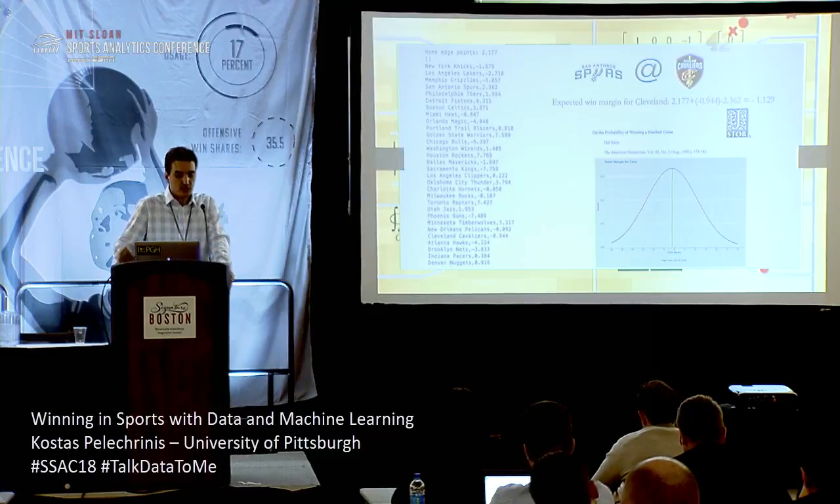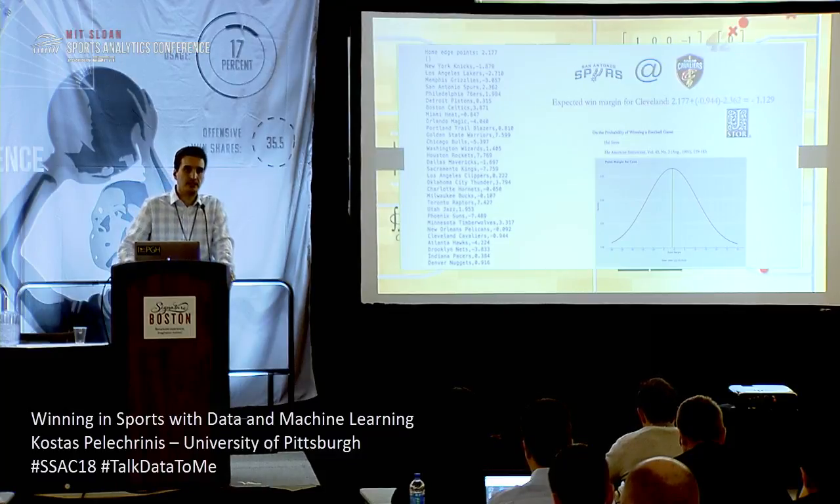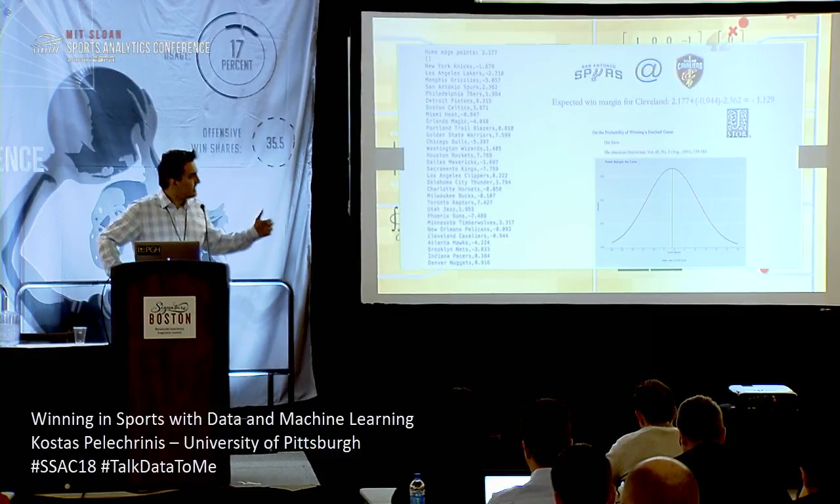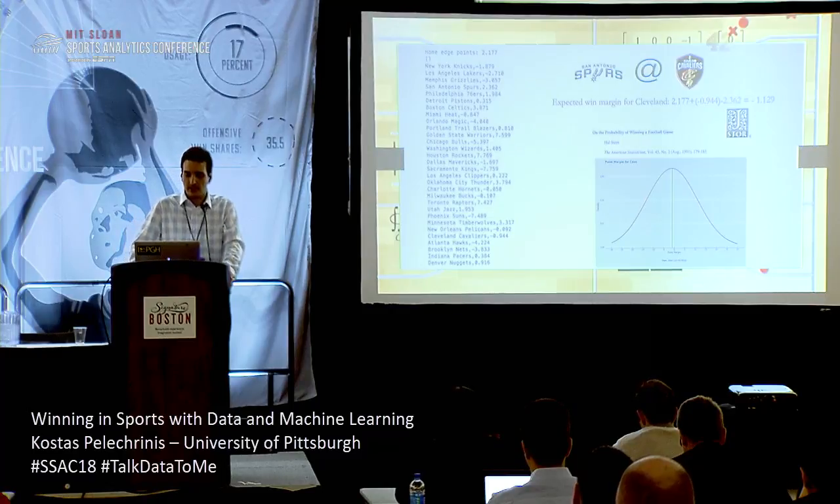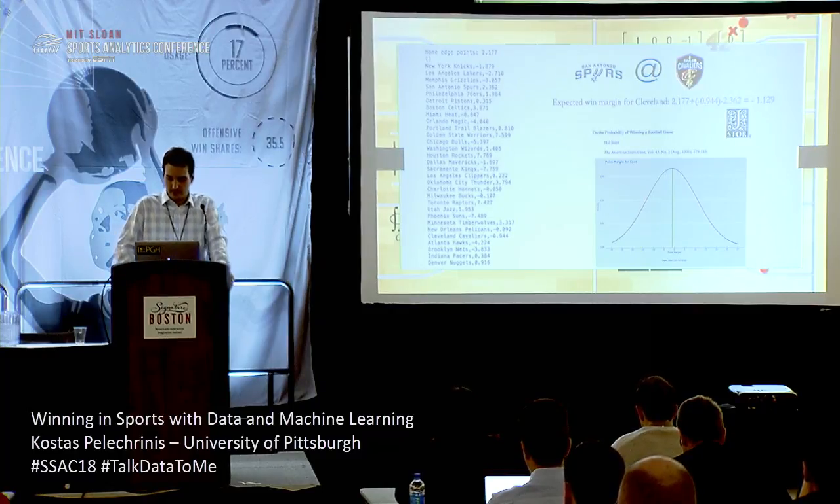So you can translate this expected point margin to a win probability using this normal distribution, and in this case it would have been about 52-53% for the San Antonio Spurs, right? So it was fairly equal. It would have been a fairly equal match.